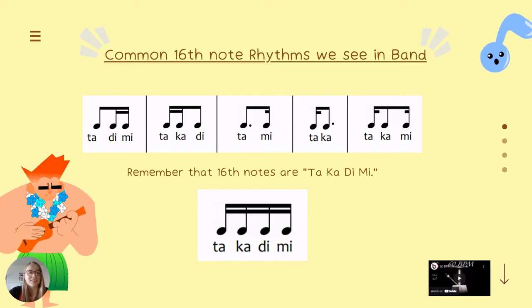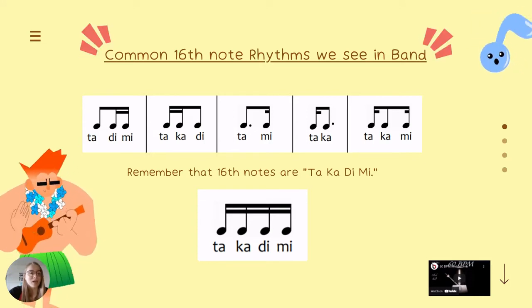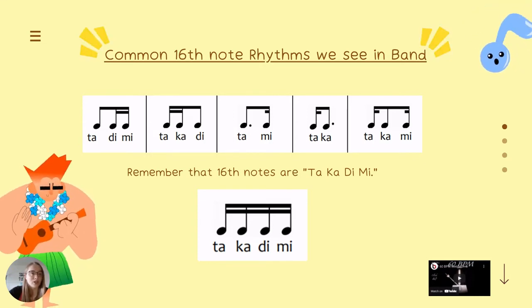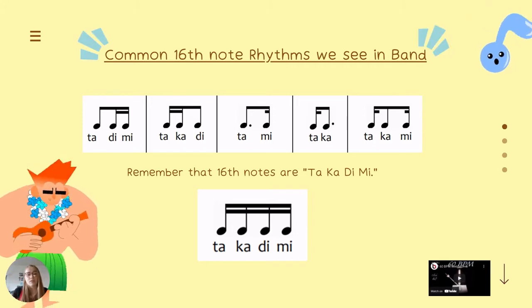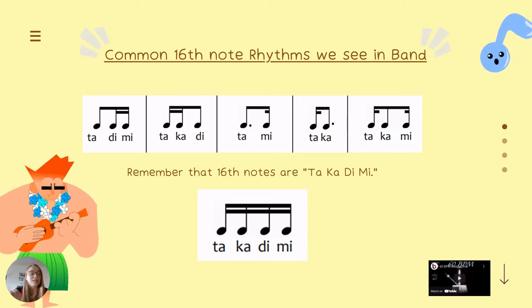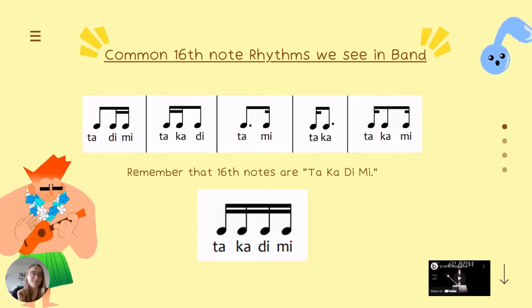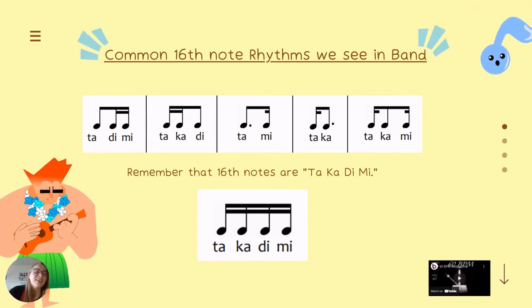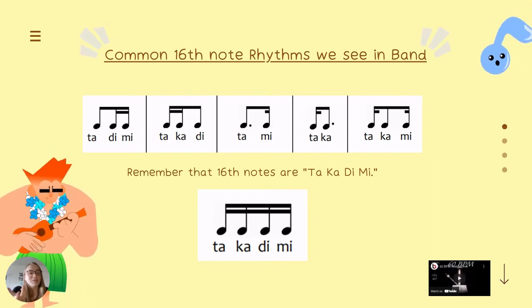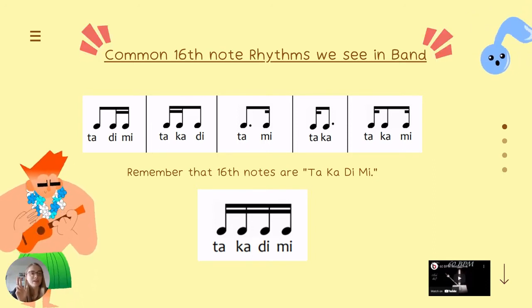Try that with me, okay? TaDiMi. I'm going to show you a measure of TaDiMi now. Ready? 3, 4. TaDiMi, TaDiMi, TaDiMi, TaDiMi. Great. Now let's move on. So the next one we see would just be a flip-flop version of that.